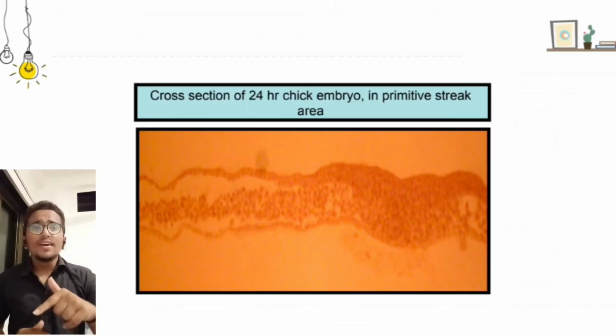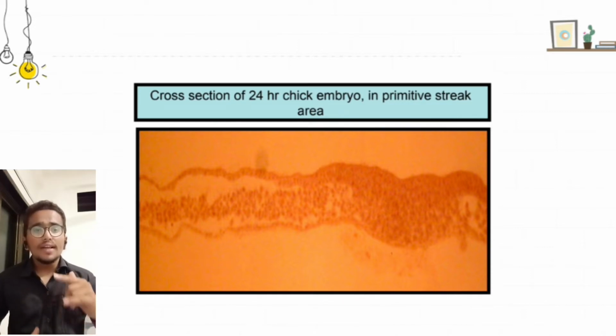Now look at this figure. It shows a cross section of a 24-hour chick embryo in the primitive streak area. Let's have a detailed discussion on this topic. It is the 24-hour, 4-pair somite stage of chick embryo. At this stage, the dark peripheral area opaca and the central translucent and colorless area pellucida are distinctly visible. In the anterior part is present the proamnion, which is a small and comparatively more translucent region of the area pellucida and is characterized by the absence of mesoderm.